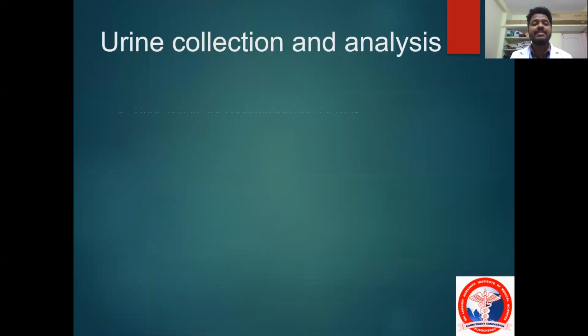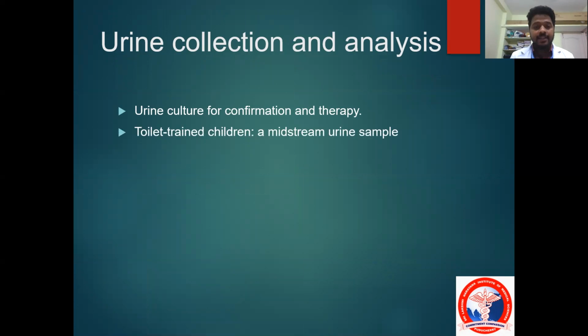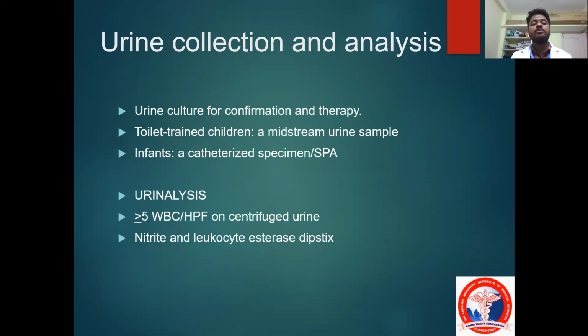So, urine collection and analysis. Urine culture has to be sent for confirmation and therapy, because only if the urine culture grows the organism can we diagnose a child as UTI. And then, based on the culture and the antibiotic susceptibility, we have to decide upon the therapy. In toilet trained children, we have to collect a midstream urine sample, whereas in infants, a catheterized sample or a suprapubic aspiration has to be done. In a urinalysis, 5 or more WBCs per high power field on a centrifuged urine is significant of UTI.